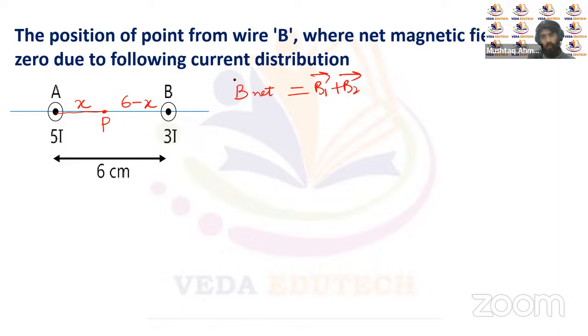B1 plus B2, right? Or we can say that the mod of B1 is equal to the mod of B2, right? Then the total resultant magnetic field at this point P will be equal to 0, right?